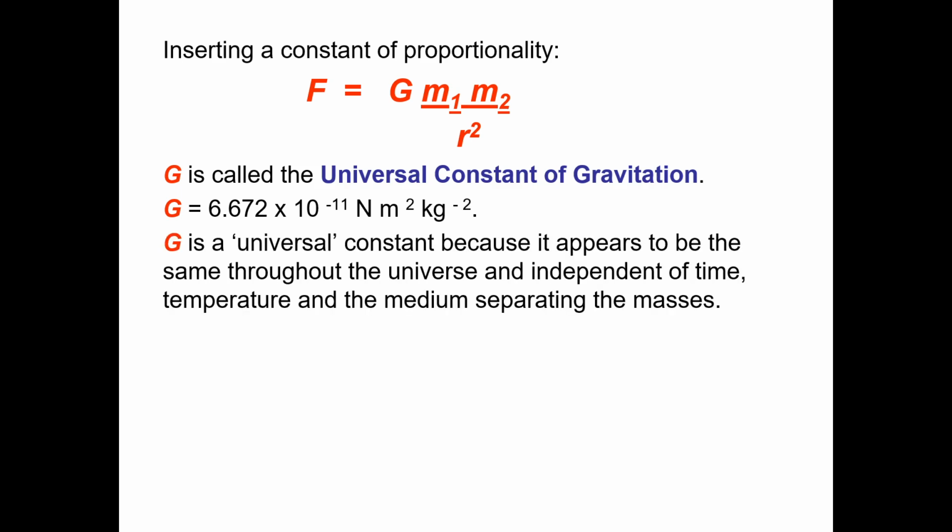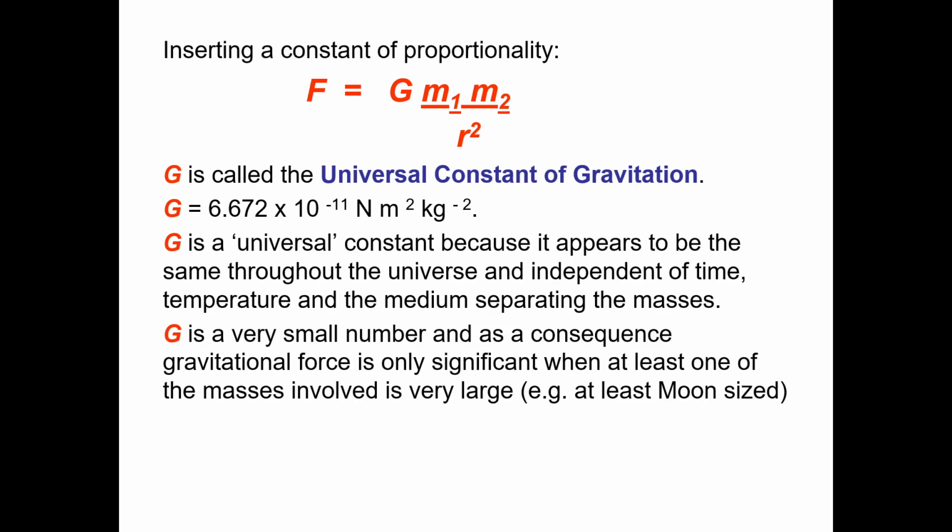Now, I've quoted their big G to more significant figures than is in most formula booklets. The students will be using 6.67 times 10 to the minus 11, with quite a lot of other units attached to it there. So it's a universal constant, and it's been measured many times over the years.